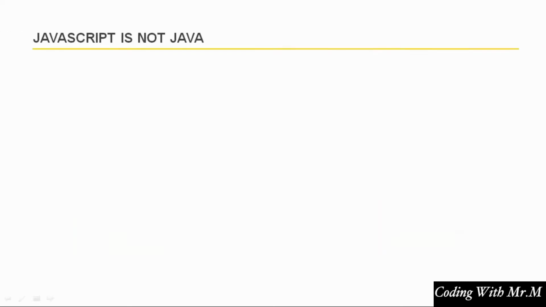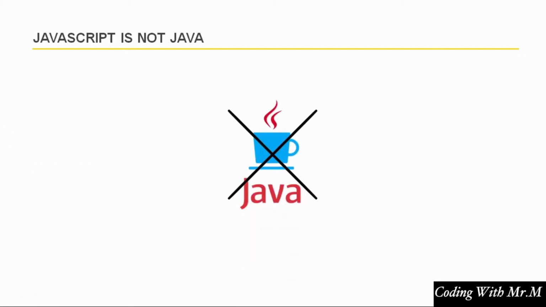JavaScript is a completely separate technology from the Java language. JavaScript is not even the script version of the Java language. The fact is, the only thing they share is the same name. And the good news is that JavaScript is much easier to learn and use than the Java language.